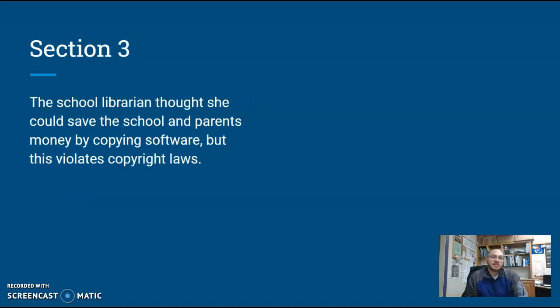So synthesizing this whole thing, the school librarian thought that she could save the school and parents money by copying software, but this violates copyright laws.